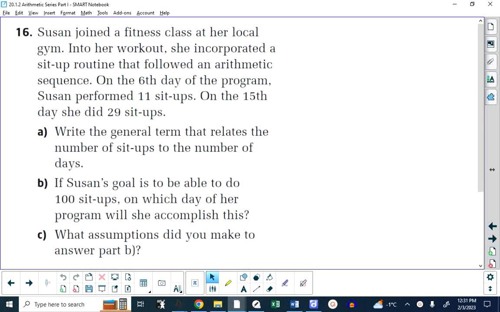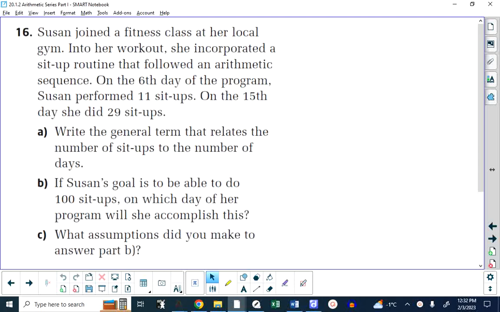Susan joined a fitness class at a gym. In her workout, she incorporates a sit-up routine, and it's a progressive sit-up routine. It says on the sixth day of the program, she does 11 sit-ups, and on the 15th day, she has 29. So what's happening is every day that she goes into the gym, she does sit-ups, but she does more sit-ups each day. And you're told that the number of sit-ups that she does day by day forms an arithmetic sequence.